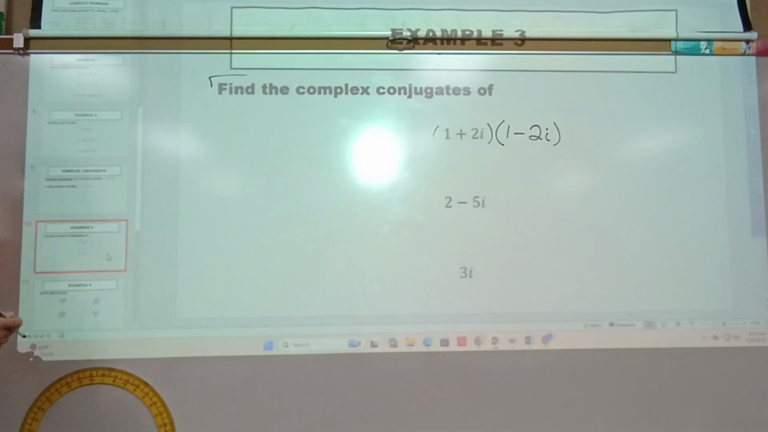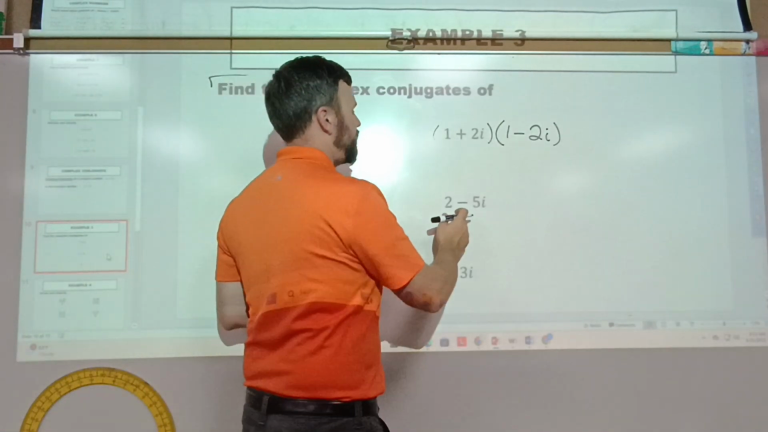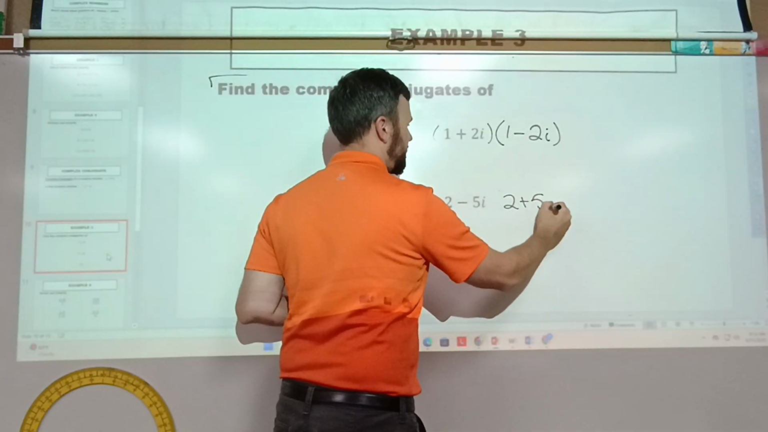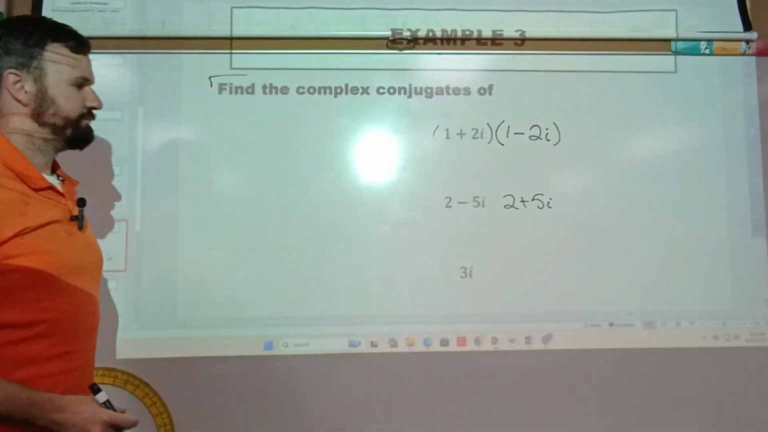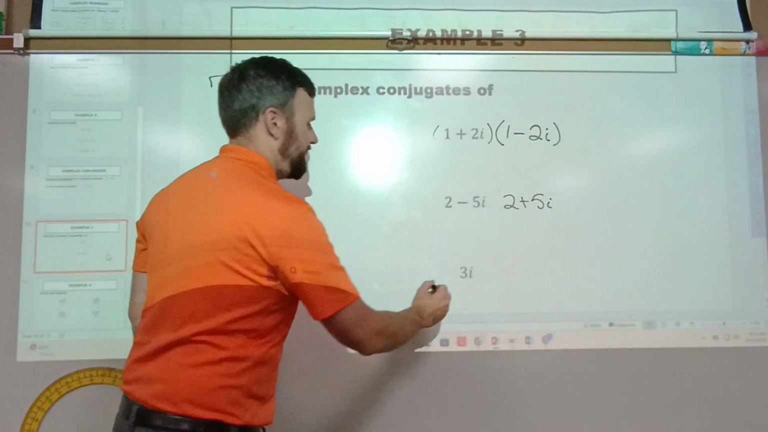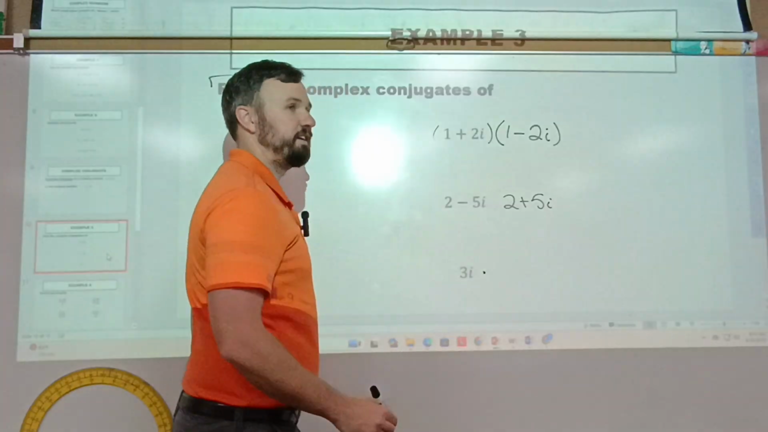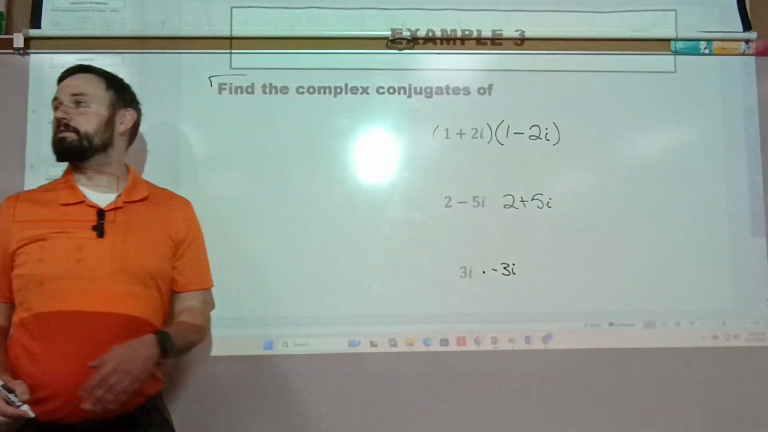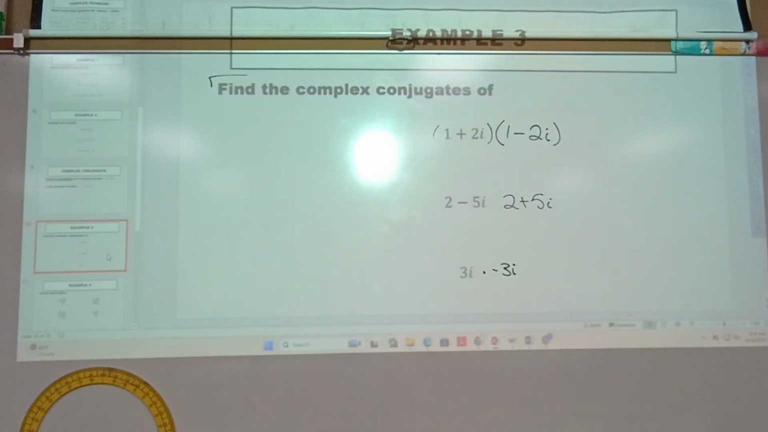What's the conjugate of 2 minus 5i? 2 plus 5i. What's the conjugate of 3i? Negative 3i. Because what's my number in front? 0. You know what I mean? I can treat it like 0.